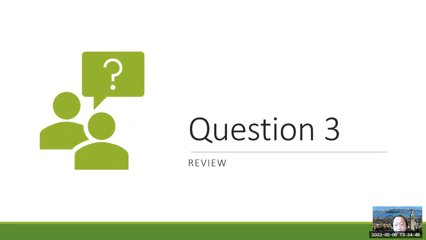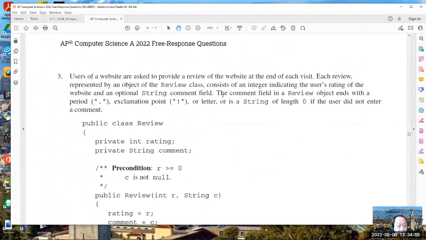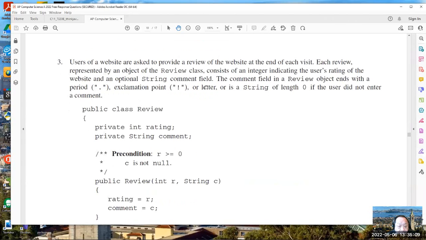Now let's return to question 3. Question 3, review. So question 3 is a review problem, and this review problem, on the AP Computer Science A website, there is one similar lab. So if you work on that lab, you should be fine. And here we have a review.